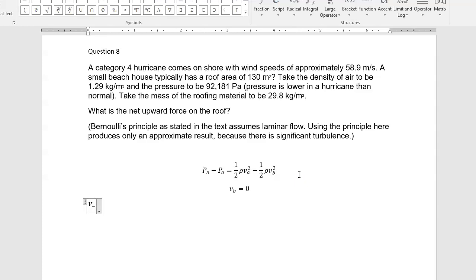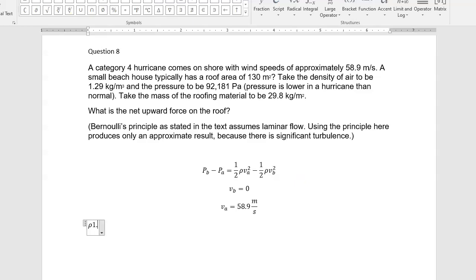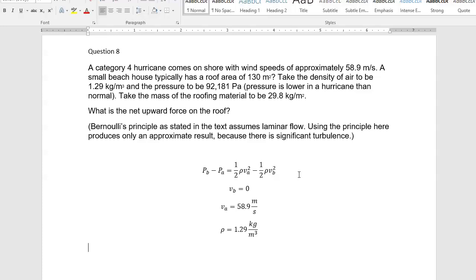VA is 58.9 meters per second. So we've got VA, we've got VB, we've got rho. Rho is 1.29 kilograms per cubic meter. And so we've got everything we need to calculate the pressure difference.